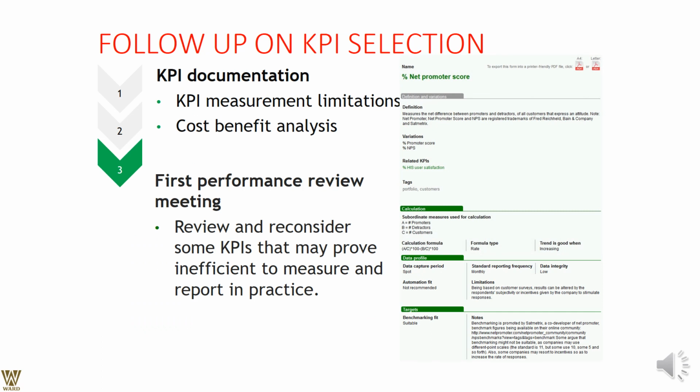We come to the fag end of the presentation, as the third step is all about documentation, all about recording the KPI measurement limitations. What is CBA? CBA is cost benefit analysis. The first performance review meeting is the review and reconsidering of some KPIs that may prove inefficient to measure and report in practice, which I have just shown you with an example of what exactly the net promotion or any of the KPI documentation is all about. How do you go across and formulate?